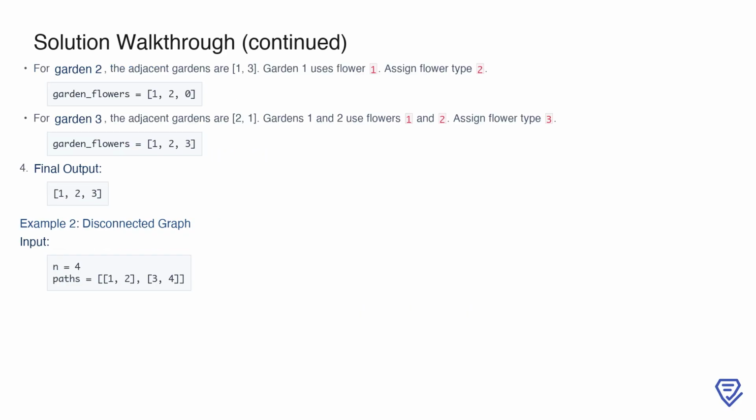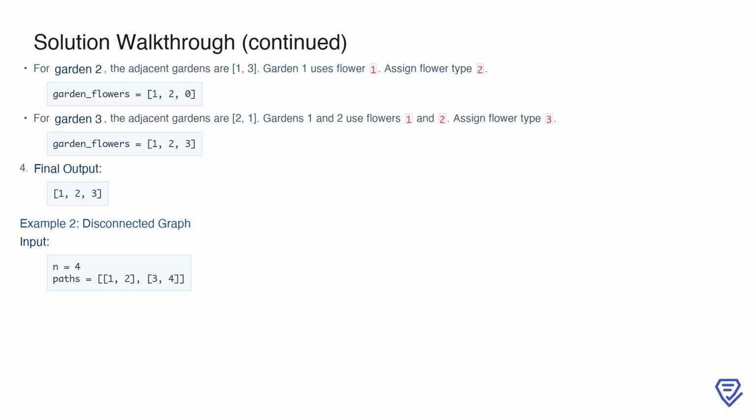For garden 2, we check its adjacent gardens, which are gardens 1 and 3. Garden 1 has already been assigned flower type 1, so we need to choose a different flower type for garden 2. The smallest available flower type is 2, so we assign flower type 2 to garden 2, updating the garden_flowers array to 1, 2, 0.